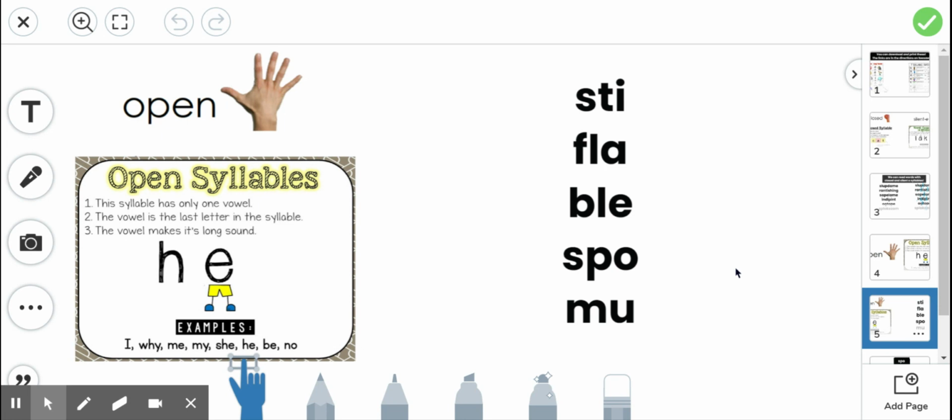Let's try reading them together. Sty, flay, blee, spo, mew. Now, you could have also said moo for that last one, because remember, long U can be U, but sometimes long U can be oo. There's two long U sounds. So moo or mew would be correct there.